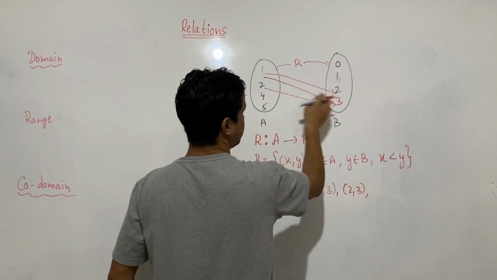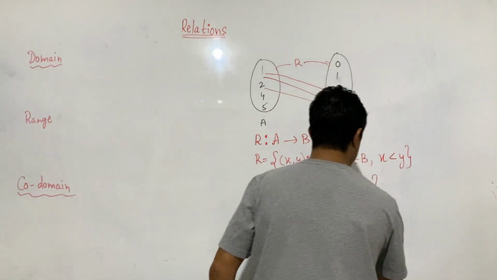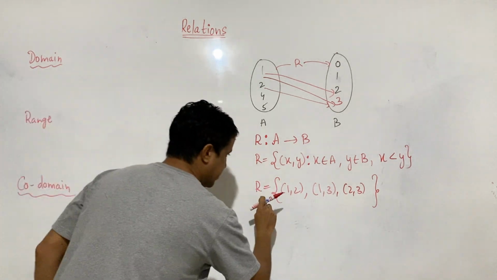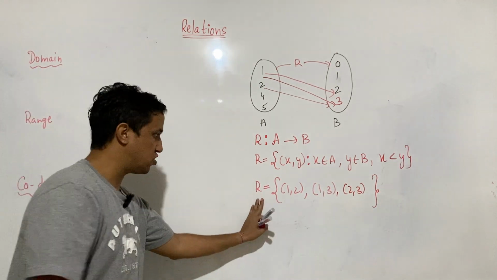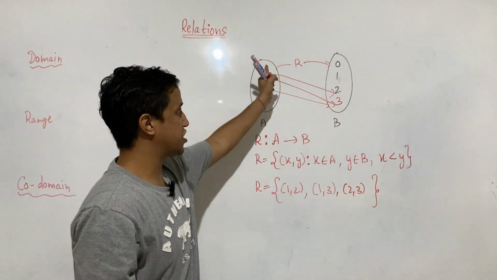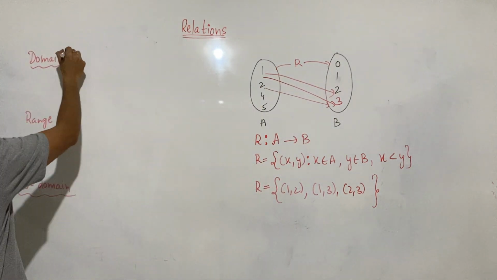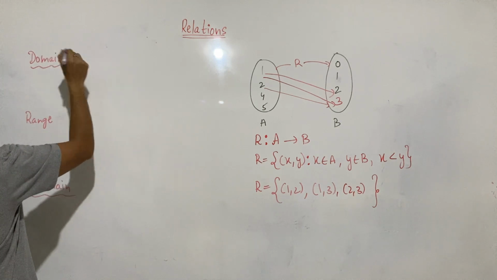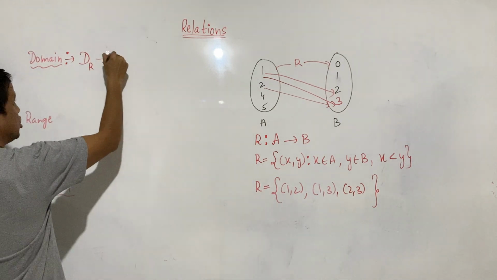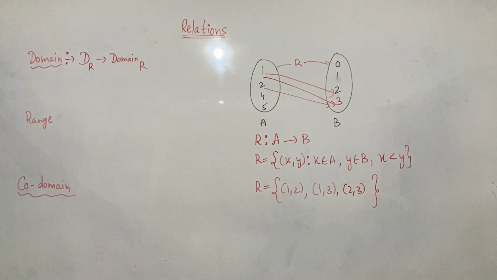No. So here we are just going to get these ordered pairs, right? Now, this relation means the set of ordered pairs of the relation from set A to set B, right? Now, domain. What does it mean? Domain is represented by D(R), or domain R, because it is the domain of your relation.